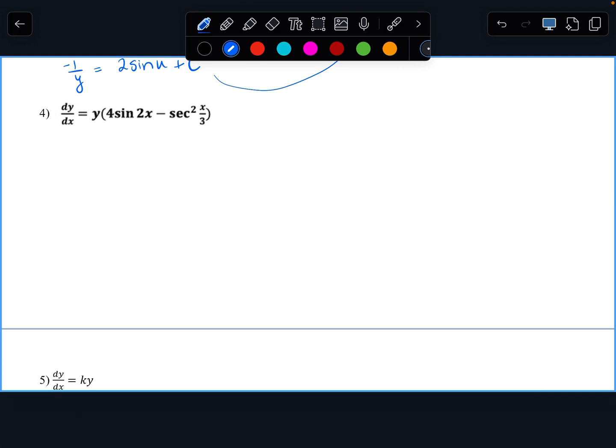Okay, so again, you can do the full work with the separating, the cross multiplying and all that stuff. Or you can just say that's going to be, oops, I want to do red. 1 over y dy equals, and then this beast, 4 sine 2x minus secant squared x over 3. Ew. dx.